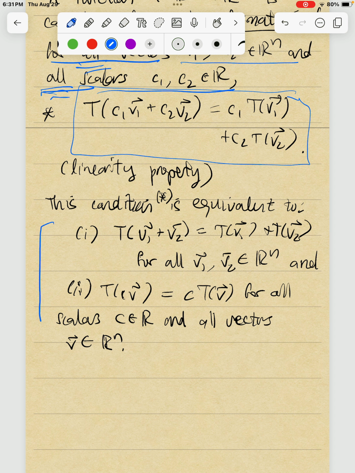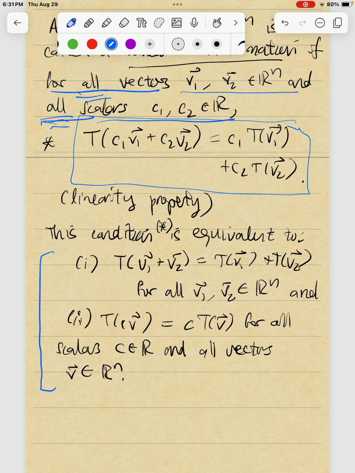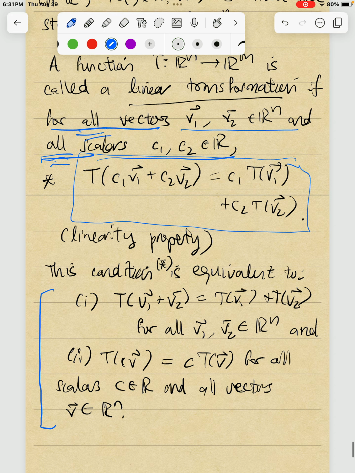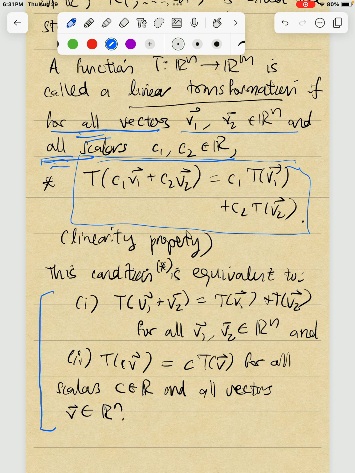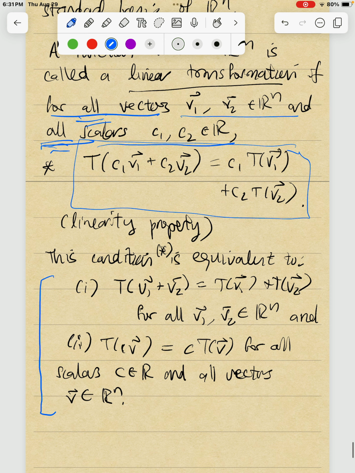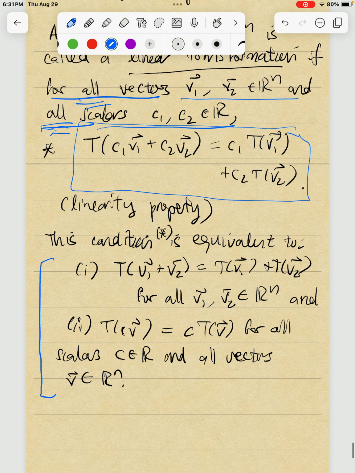So depending on the textbook, one or the other is given as the definition of linearity. I mean, the first condition clearly implies both of them, because number one is just the case when c1 and c2 are both 1, and then the second condition, the multiplicative part, is just the case when c2 is 0, okay?